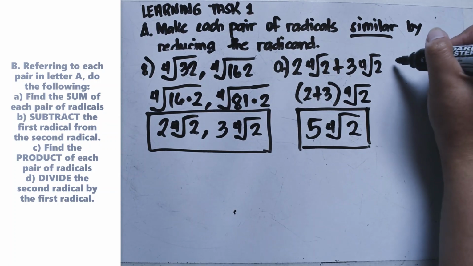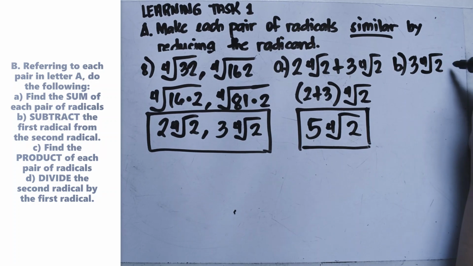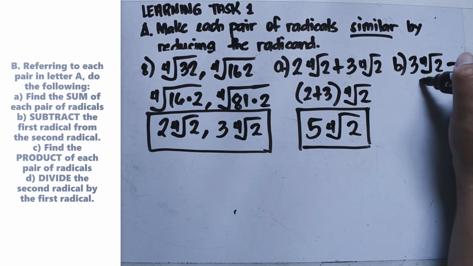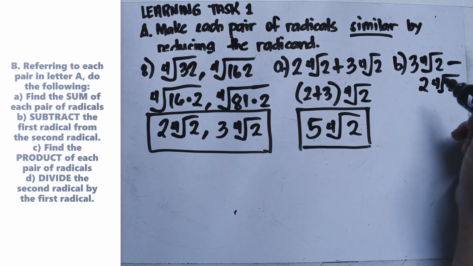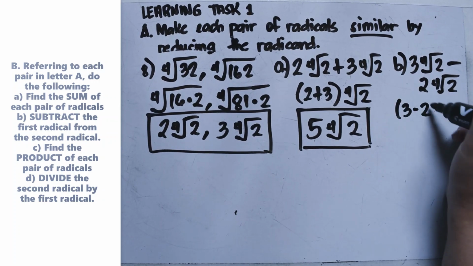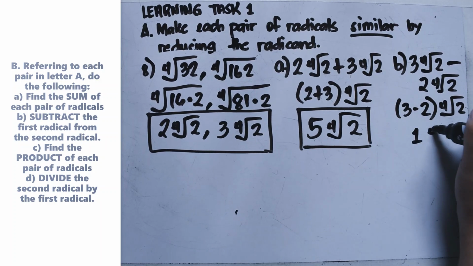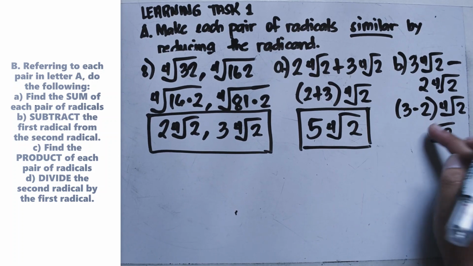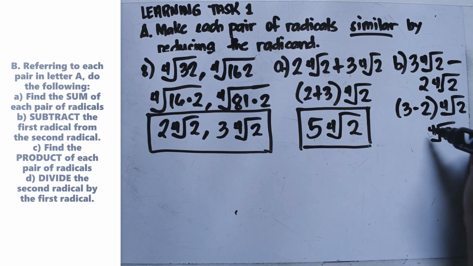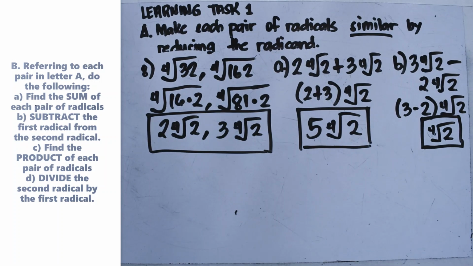So, letter B na tayo. So, sabi sa letter B, subtract. So, we have 3 fourth root of 2 minus 2 fourth root of 2. Subtract. So, we have 3 minus 2, and then copy fourth root of 2. So, 3 minus 2 is 1, fourth root of 2, or simply, kapag 1 lang, pwede na hindi isulat. Fourth root of 2 na lamang. So, ito na po yung final answer sa letter B.